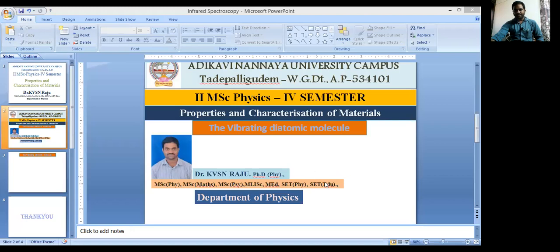Second MSc, fourth semester. In this session, we will discuss the fundamentals of infrared spectroscopy. In these fundamentals, the vibrating diatomic molecules.